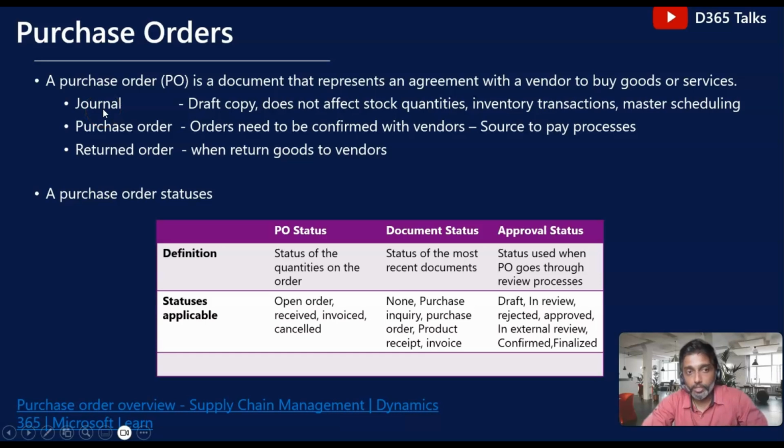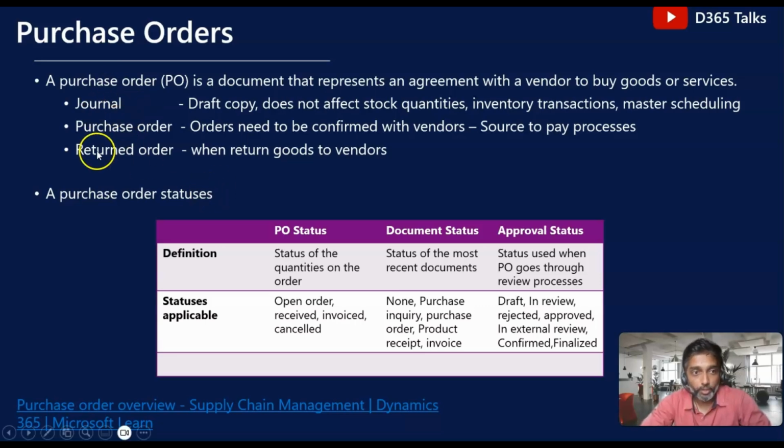And while creating the purchase order, there can be three different types of documents which you can create. One is journal, another is purchase order, and another is the return order. Journal is basically a draft copy, and does not affect stock quantities, inventory transactions, and master scheduling. So purchase order journals are not used for any of your stock or inventory related transactions. If you want to make an entry and store a record in the system just for your viewing purpose, then I will recommend you to use the type called journal. Otherwise, it is always recommended to go for the type called purchase order.